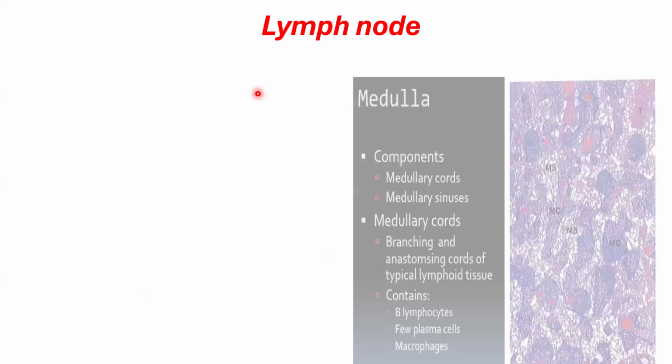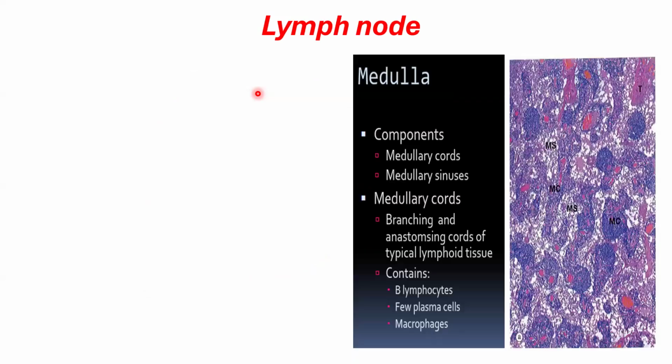What about now this lymph node? So the lymph node, that's the histological organization of it in terms of it has two parts. It has a medulla and a cortex. For the medulla, similar to the spleen, it will have cords and sinuses, known as medullary cords and medullary sinuses. These medullary cords are just branching and anastomosing branches of typical lymphoid tissue, the lymphoid cords. And then the sinuses are just spaces to allow lymphatic fluid to flow to the inferior end.